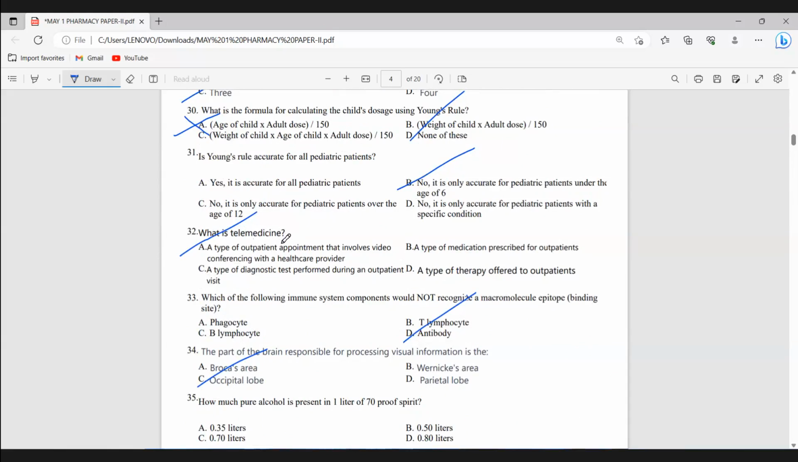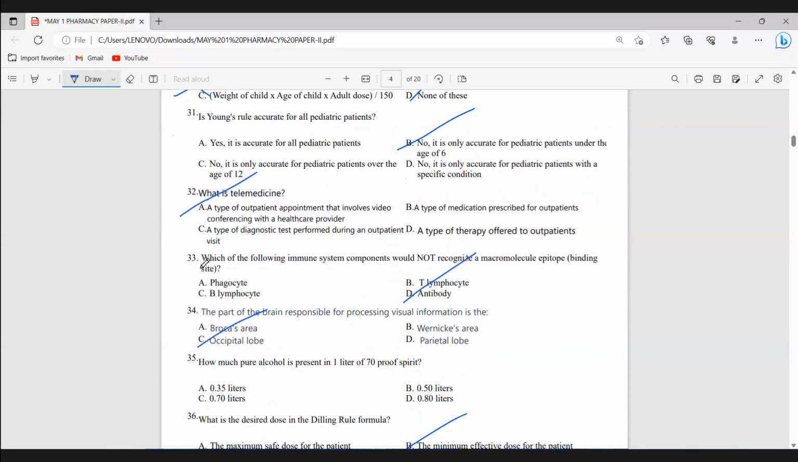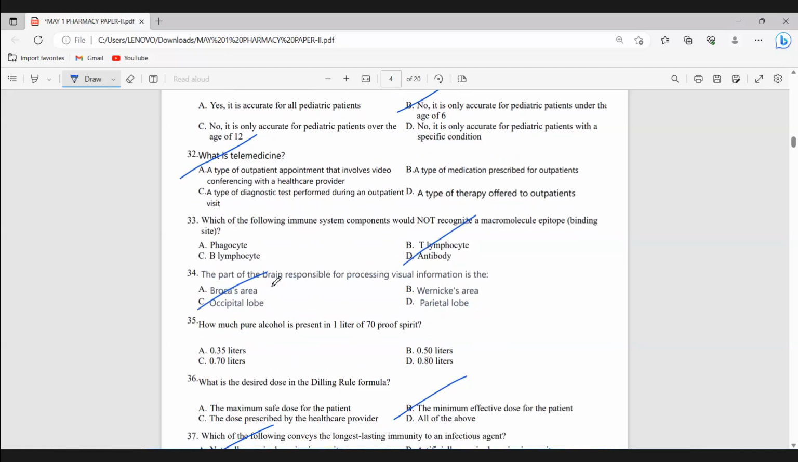what is telemedicine? Type of outpatient appointment that involves video conference with healthcare provider. And 33, which of the following immune system components would not recognize the macromolecule epitope? Antibody. And 34, what is the part of brain responsible for processing visual information? Occipital.